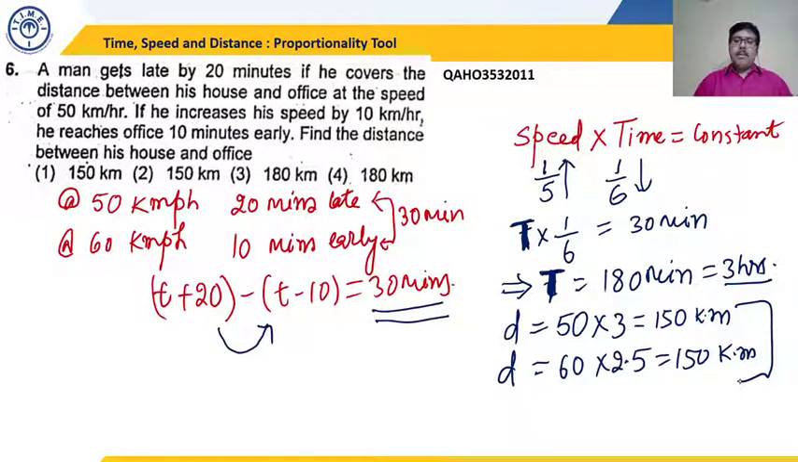We shall start the next part of time speed distance, the races problem, the linear races problem, in which we can use the same proportionality tool.